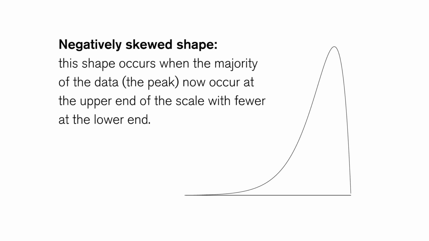The last shape is negatively skewed data, or skewed to the left. This shape occurs when the majority of the data, or the peak, occurs at the upper end of the scale, with the fewer at the lower end of the scale. For example, a statistics test where the majority of the students did well and scored a high score, with few students doing badly and achieving a low score.